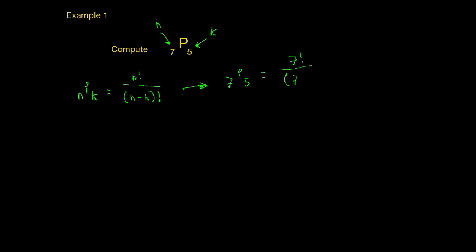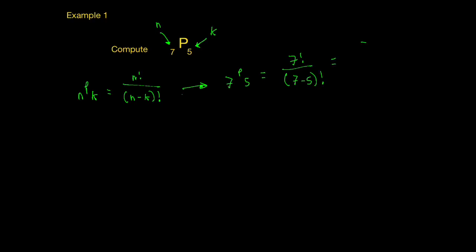So here's example 1. Let's compute 7P5. So I'm going to rewrite my skeleton here. And my skeleton is the generic formula. So nPk is going to equal n factorial divided by n minus k factorial. So now here 7 is my n and 5 is going to be my k. So I'm going to substitute this in. So 7P5 is going to equal 7 factorial over 7 minus 5 factorial.